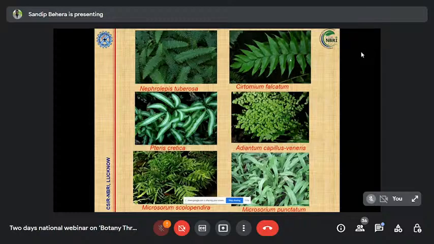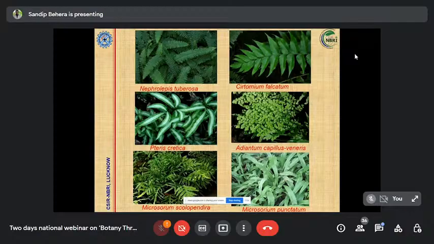This is also a beautiful fern. It has very good ornamental property. This is Pteris cretica. It is also called a variegated plant because a white stripe is there. So this is also another one. And all ferns have medicinal value. This is Adiantum capillus-veneris. You might have seen it, this is a very common plant. In the Himalayan region you will find it.